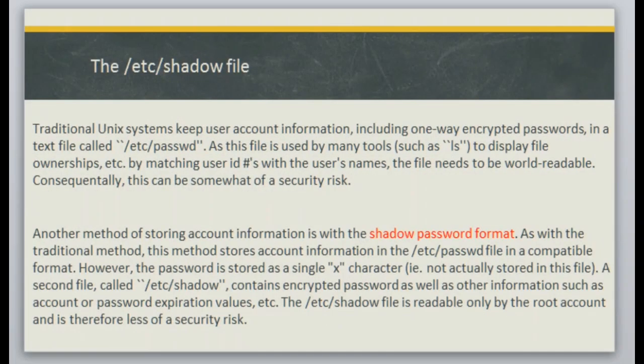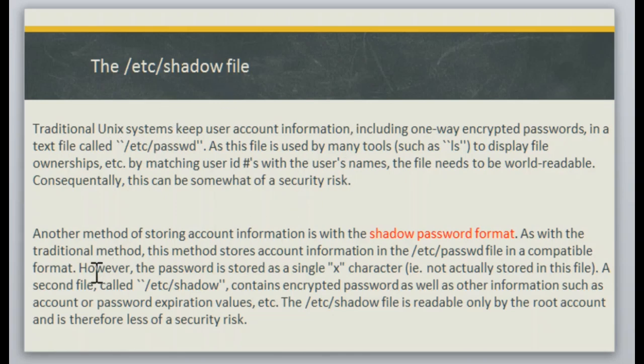So let's take a look at our next file, which is going to be the /etc/shadow file, okay? Traditional Unix systems keep user account information, including a one-way encrypted password, in a text file called /etc/passwd, okay? Which is the file we looked at. Since this file is used by many tools, such as ls, to display file ownerships, etc. by matching user ID numbers with the user's name, the file needs to be world readable, okay? However, this is kind of a security risk. If we're storing our passwords in a world readable file, then anyone on the system can see the passwords, okay?